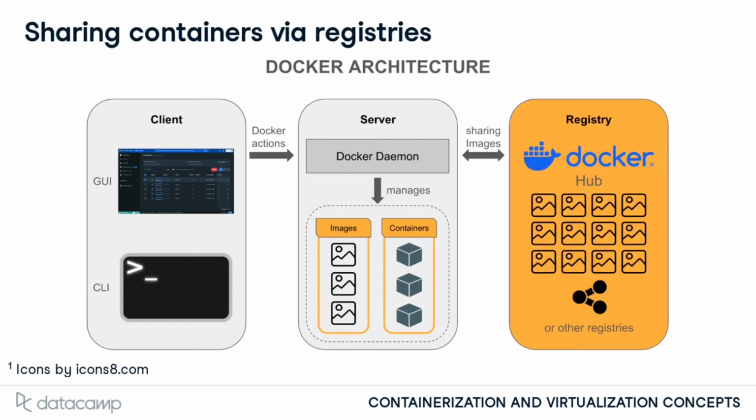Finally, Docker registries are centralized locations for storing and managing container images. For example, Docker Hub is a popular public registry provided by Docker.